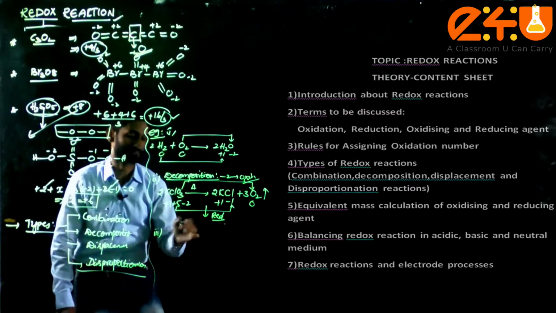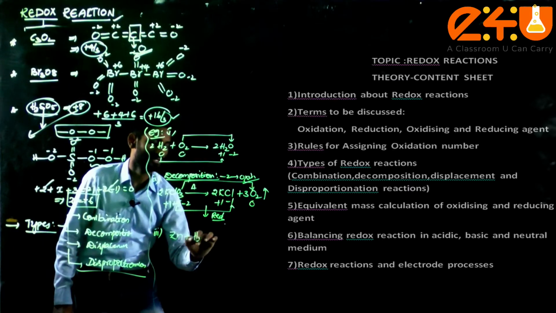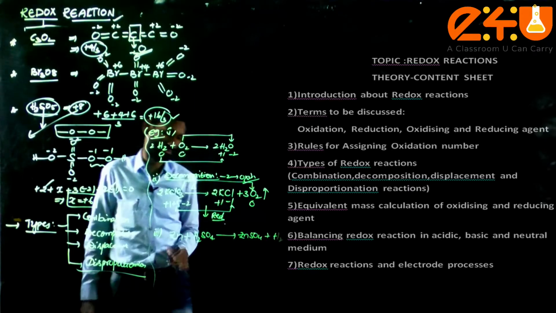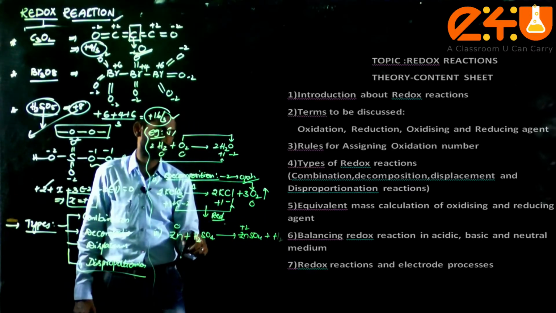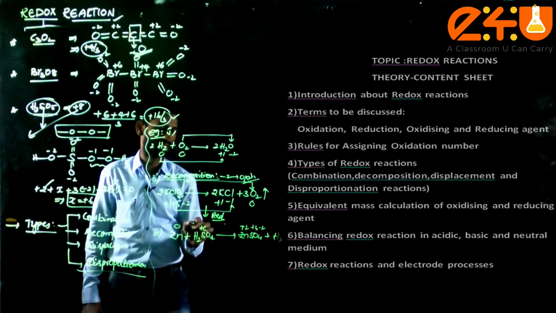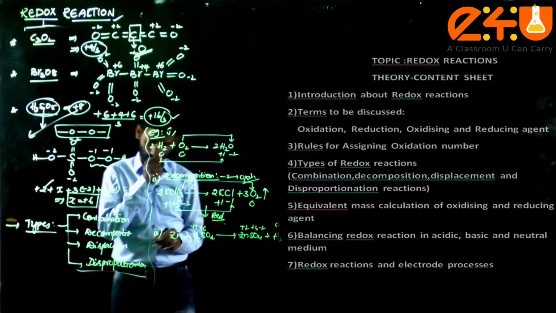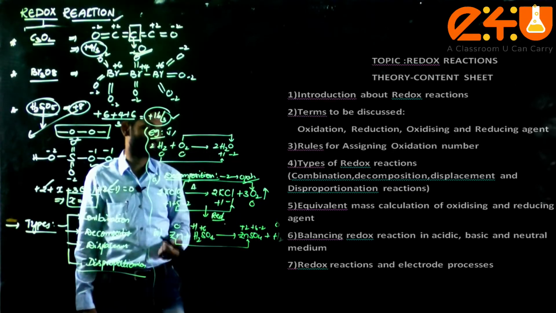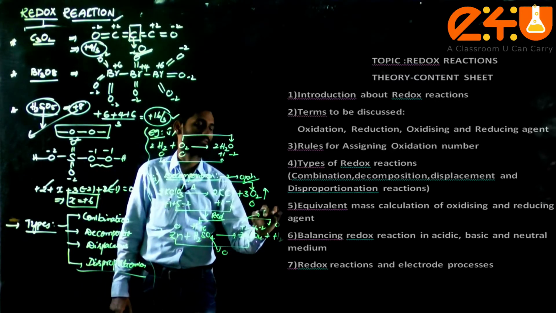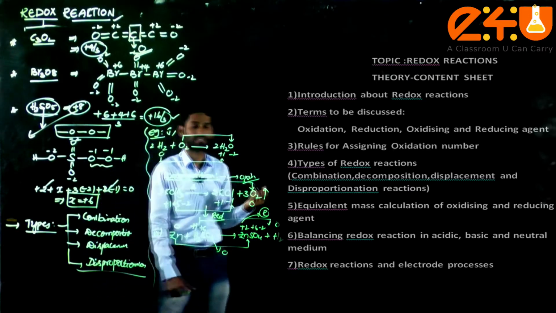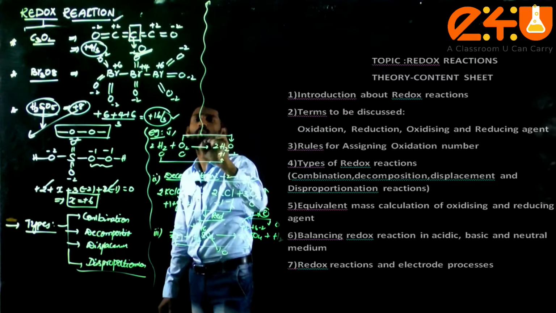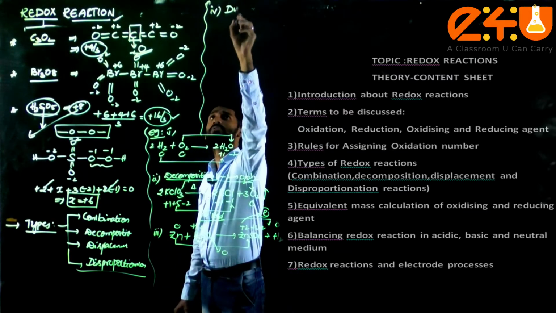Next, displacement reaction. We already got one example: Zn plus H2SO4 forms ZnSO4 plus H2. Zinc is 0 and goes to +2. Sulfur, as we calculated just now, is +6 in both, oxygen is -2, and each hydrogen atom is +1 and goes to 0. 0 to +2 is an increase in oxidation number, called oxidation. +1 to 0 is a decrease in oxidation number, called reduction. So it is a displacement redox reaction. The very important reaction is the disproportionation reaction.